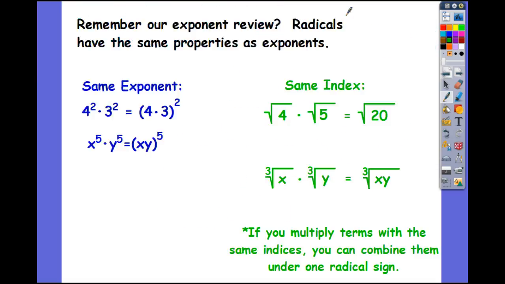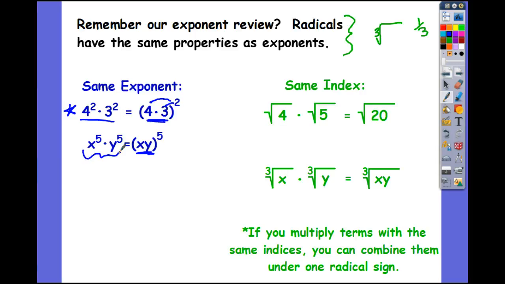If you think back to our exponent review, radicals have the same properties of exponents, because if I take the cube root, that's the same as if I raise something to the 1/3 power. So for all of those properties of exponents, if I have 4 times 3, the quantity squared, as long as I'm multiplying, I could say that's the same as 4 squared times 3 squared. If I have xy to the 5th power, I'd have xy times xy times xy times xy times xy. That'd be the same as x to the 5th times y to the 5th.